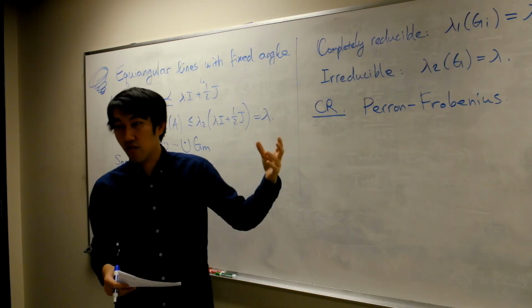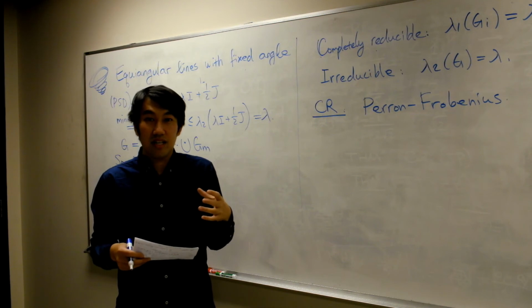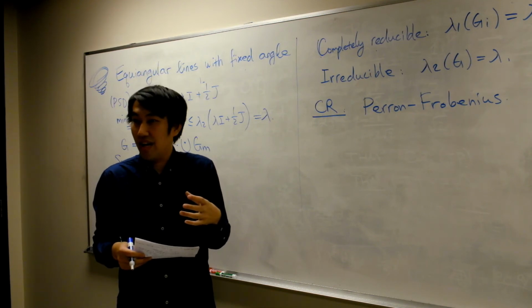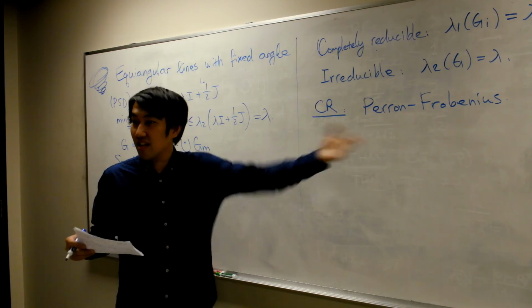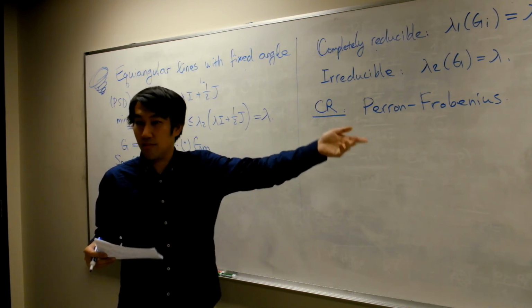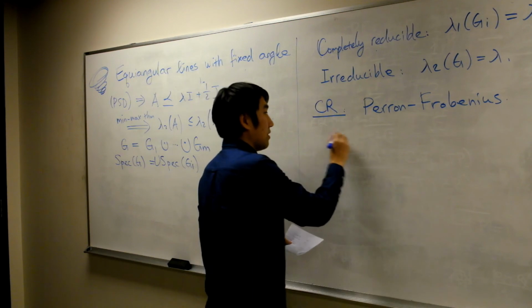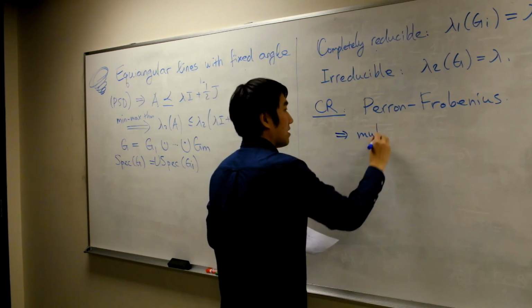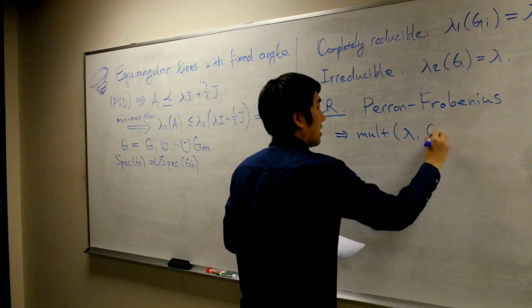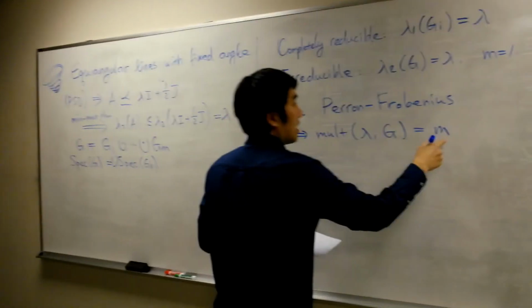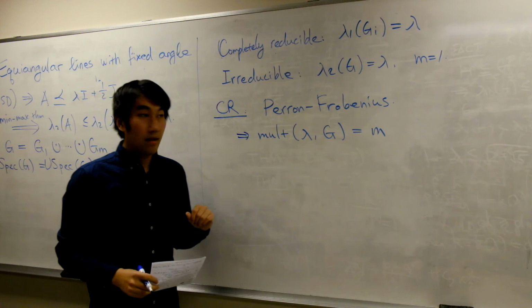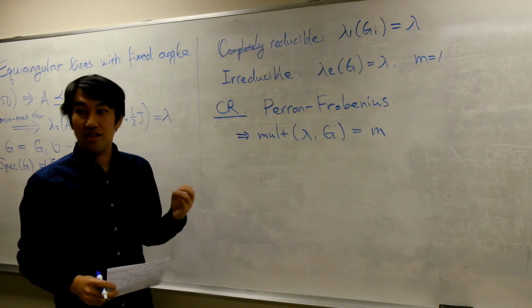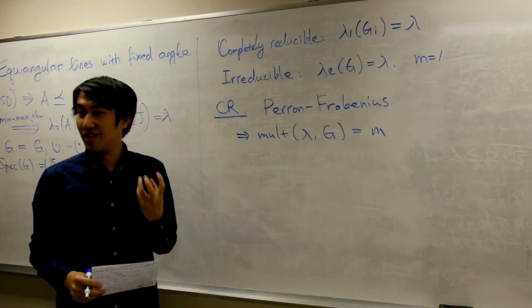So what kind of graph should you choose for each component to actually maximize the number of components? At the end of the day, I will get the number of components as a multiplicity. Let me just write here: the multiplicity of lambda as the eigenvalue of G is equal to the number of components. Well, I should choose G to be the smallest graph with largest eigenvalue lambda.